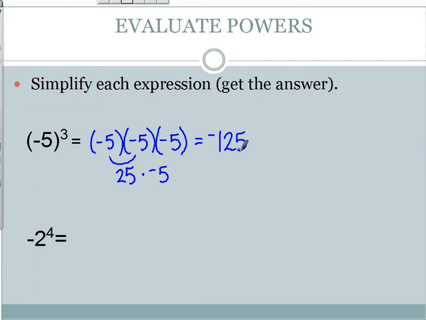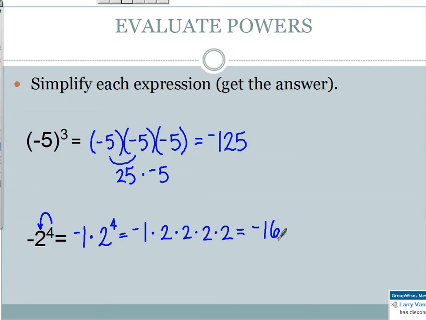Now in this problem, -2 to the fourth power, it's a little tricky because there's no parentheses around the -2. And exponents only belong to what they're right next door to. So this fourth power really only belongs to the 2, not to the negative sign. We can actually think of this as -1 times 2 to the fourth power, which would be -1 times 2 times 2 times 2 times 2. And all of those 2's multiply out to be 16, and then we multiply by the -1. So we actually end up getting -16 for the answer. So be really careful on those ones that have parentheses versus no parentheses when the number is negative.